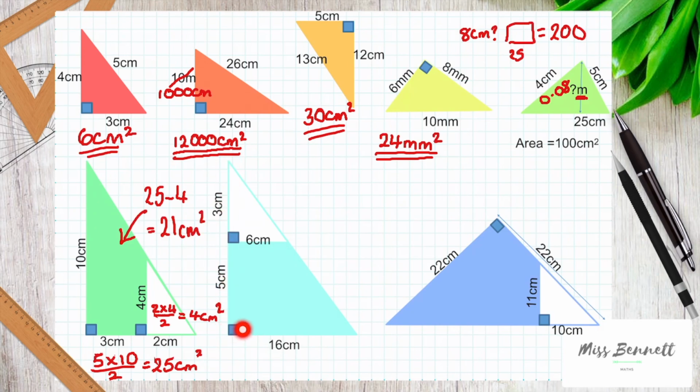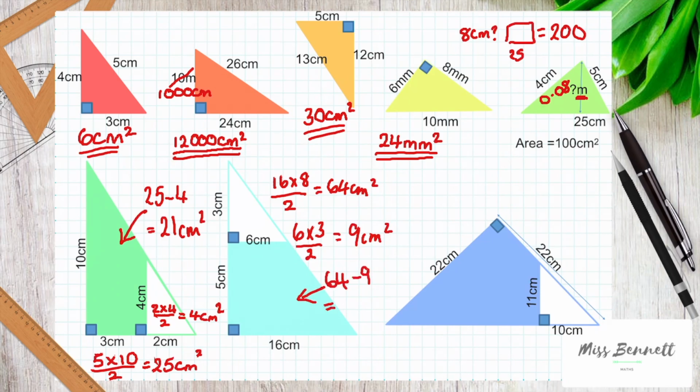The height is 8, the base is 16. 16 multiplied by 8 divided by 2 gives us 64 centimetres squared. For the smaller triangle, 6 multiplied by 3 divided by 2 will give us 9 centimetres squared. Subtract the 2 from each other to leave us with the turquoise section. 64 subtract 9 equals 55 centimetres squared.